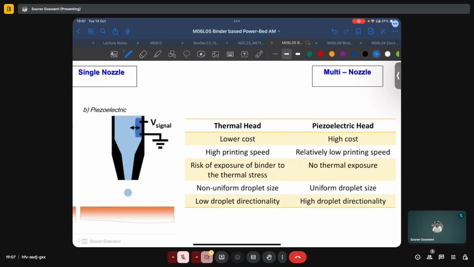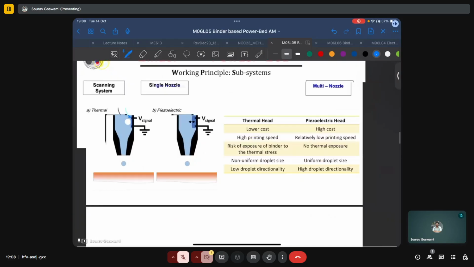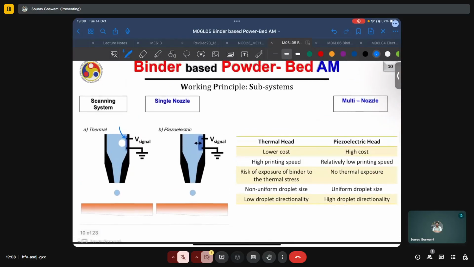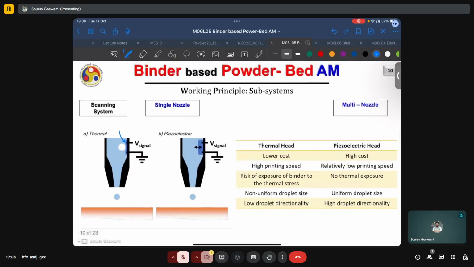The droplets which are dispensed from a thermal head typically tend to have a non-uniform size, whereas there is far better control over droplet morphology in the case of a piezoelectric head. And the droplets dispensed from a thermal head may not have very good directionality, as in it may not always fall vertically downwards. There may be small deflection, and so it must fall in the neighborhood of the region where it was exactly needed. Whereas piezoelectric dispensing heads tend to have good droplet directionality.